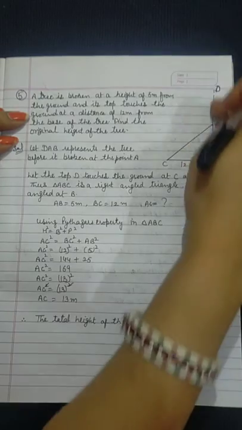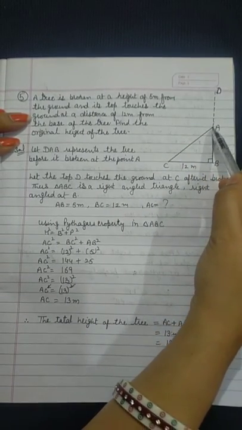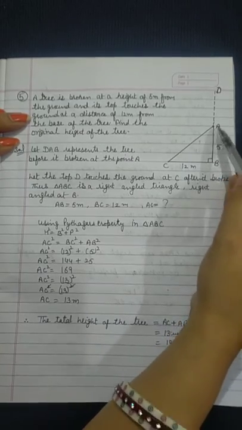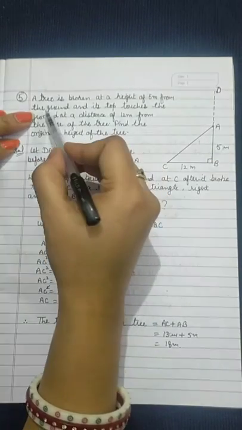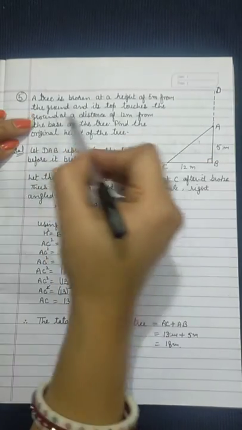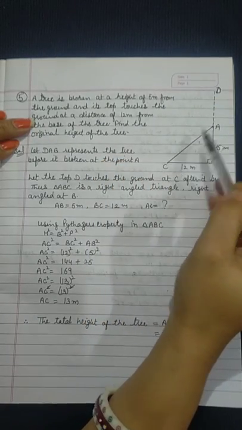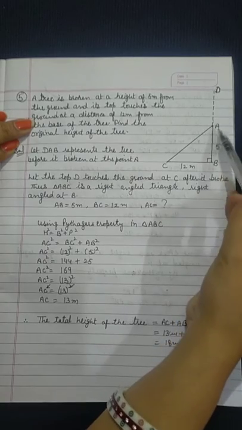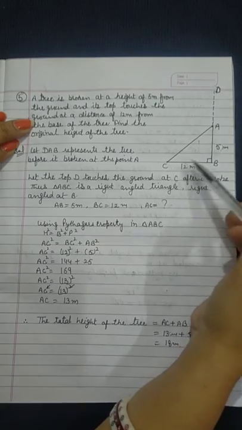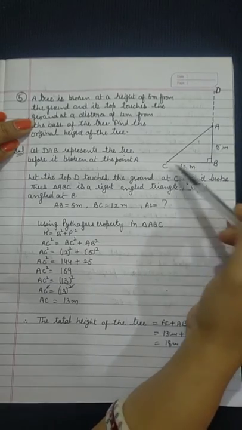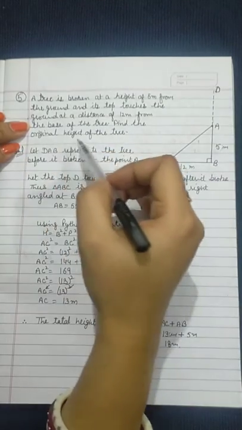See here, this is a tree, and let's suppose this distance is 5 meters, and the tree is broken from this point. A tree is broken at a height of 5 meters from the ground, and its top touches the ground at a distance of 12 meters. Let's suppose that when it broke, it touches the ground at point C, at a distance of 12 meter, meaning here BC is 12 meter from the base of the tree. Then find the original height of the tree.